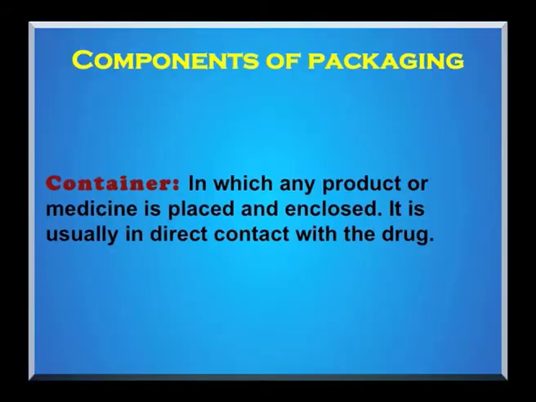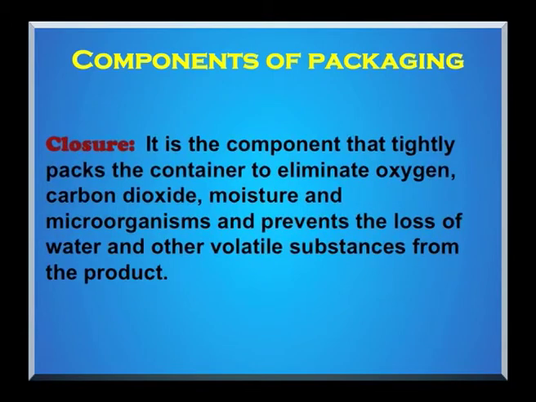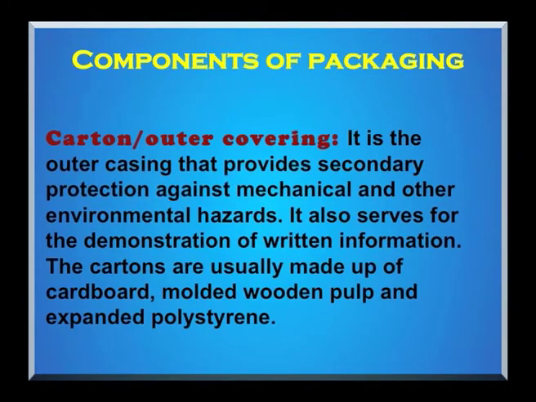Components of packaging. Package consists of following components. First one is container, in which any product or medicine is placed and enclosed. It is usually in direct contact with the drug. Second component is closure. It is the component that tightly packs the container to eliminate oxygen, carbon dioxide, moisture and microorganisms and also prevents the loss of water and other volatile substances from the product. Third one is carton and outer covering. It is the outer casing that provides secondary protection against mechanical and other environmental hazards. It also serves for the demonstration of written information. The cartons are usually made up of cardboard, molded wooden pulp and expanded polystyrene.